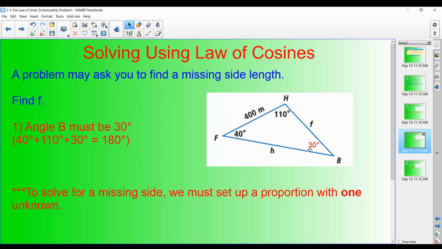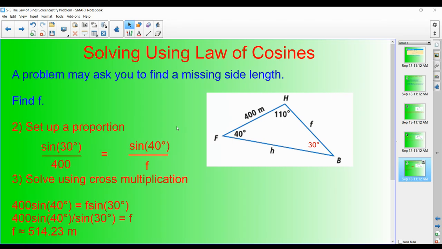Now, when I set up a proportion, I can only have one unknown if I'm hoping to solve. So I'm going to use the 30-degree angle and the 400-meter side, and the 40-degree angle and the opposite side f to solve for letter f. I'm going to set up a proportion. Sine of 30 degrees over the opposite side length 400 equals the sine of 40 degrees over the opposite side length f. I have a proportion, I have one unknown, and I'm going to use some algebra to solve.